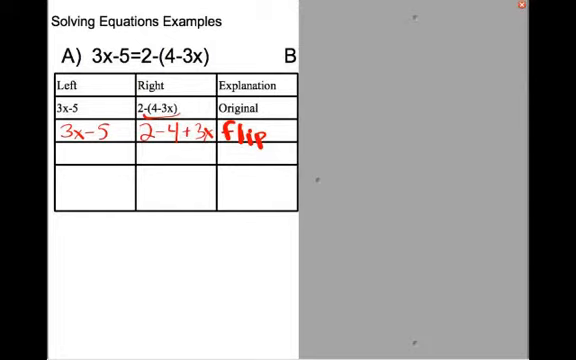Now hopefully you're noticing some simplifying that can go on. So I see the 2 minus 4. I actually can do that math and get negative 2 plus 3x. That's a simplifying step. The left again, nothing to simplify. There's only 3x minus 5. You can't combine those. But now we start to look for things we can remove from both sides.